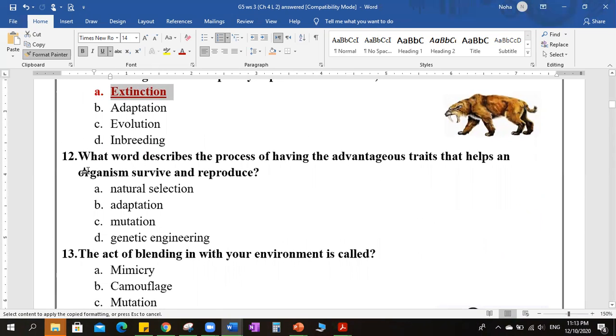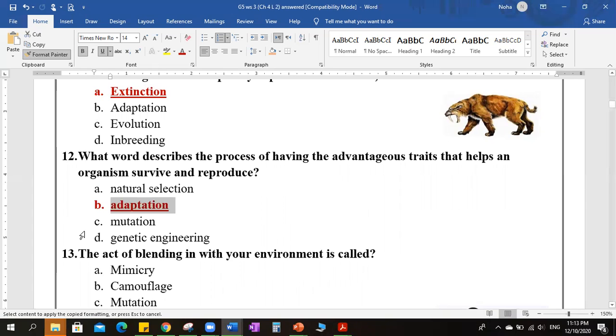Number 12, what word describes the process of having the advantageous trait, which means a good trait, that helps an organism survive and reproduce? Exactly, that is adaptation. To adapt, to survive in your environment, to have traits that will help you to live longer and also produce offsprings that carry the same good traits or the same traits that will help the offsprings to adapt.